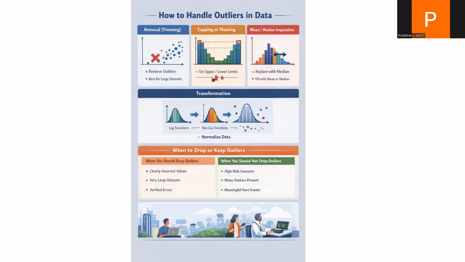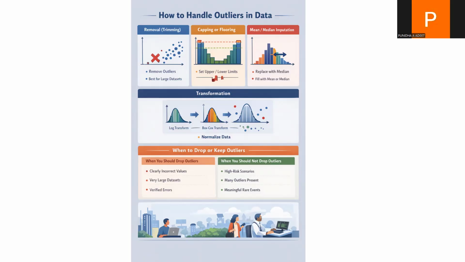In removal or trimming, the outliers can be removed entirely if they are clearly errors or irrelevant to the analysis. Care must be taken: removing too many points may distort the data distribution and reduce the dataset's representativeness. Best suited for large datasets where a small number of extreme values won't significantly affect overall results.